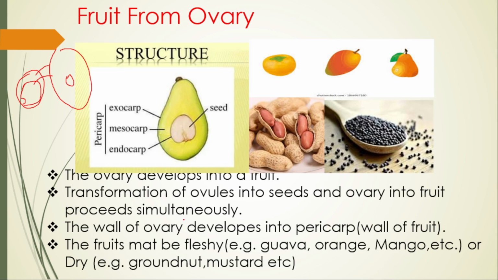The wall of the ovary develops into the pericarp, which is the wall of the fruit. The fruit may be fleshy, or it may be dry, like dry fruits. You can also give examples. If fleshy, examples are guava, orange, mango; these are all fleshy fruits. This one is the guava, and these are the dry fruits. This is the groundnut. Overall this whole thing is the fruit, and the groundnut is the seed. Will you find any fleshy thing here? No, that's why it is called a dry fruit.